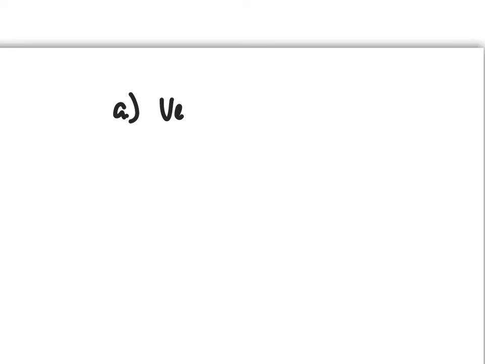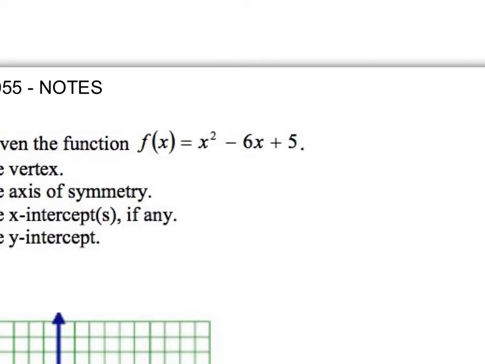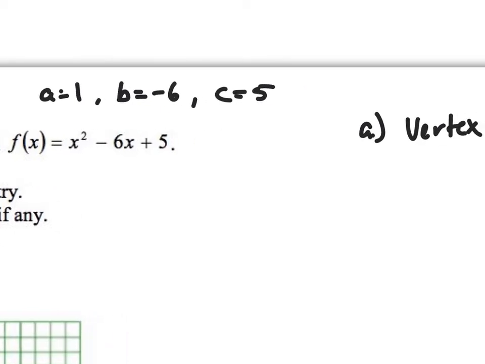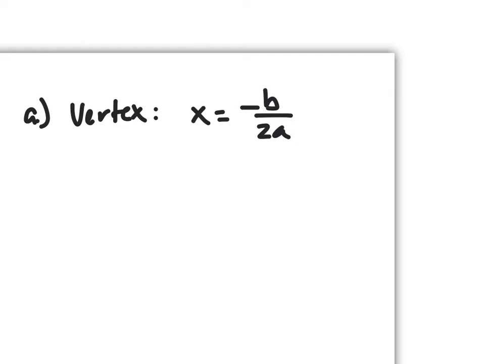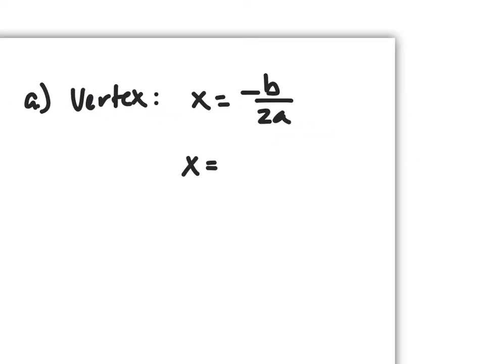All right, so the vertex. We're going to get that by doing x equals opposite b over 2a. So the first thing I want to do is identify what my a value is. So a is equal to 1, b is equal to -6, c is equal to 5. All right, so let's calculate that vertex first, okay? So let's do x is equal to opposite b, so it's going to be 6.